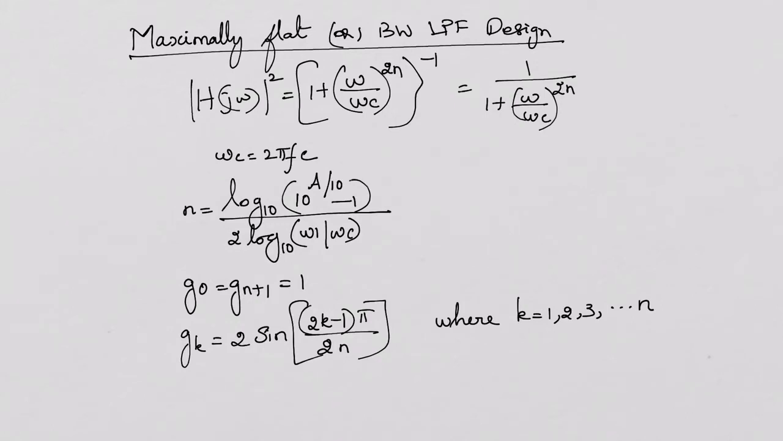In order to design the filter, first we need to calculate the order of the filter. The expression for the order of the filter is log of 10 to the power A divided by 10 minus 1, divided by 2 times log of omega 1 by omega c.